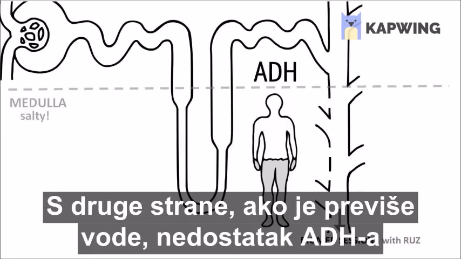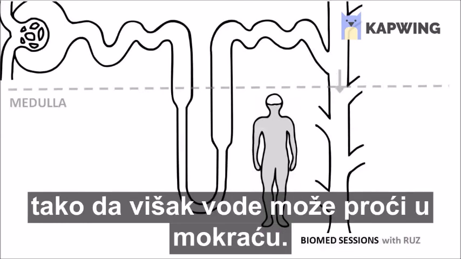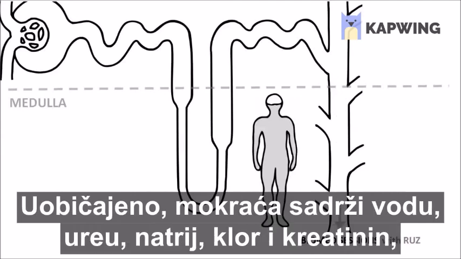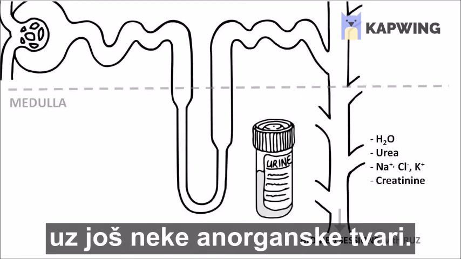On the other hand, if you are overhydrated, a lack of ADH will mean that the collecting duct is more or less impermeable to water, so excess water can pass out into the urine. In general, urine contains water, urea, sodium, chloride, potassium and creatinine, as well as other inorganic substances.